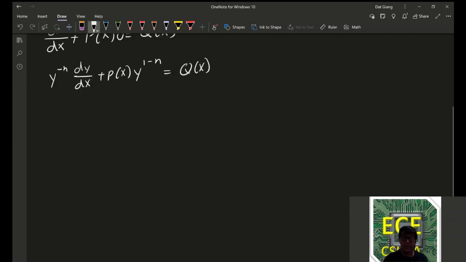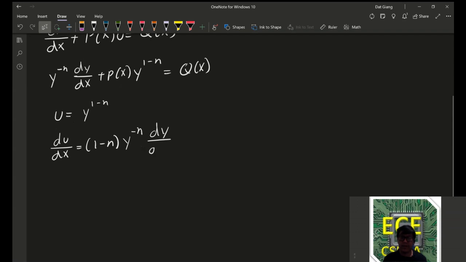Okay, suppose that we let u equal y to the 1 minus n. If we take du/dx, we get 1 minus n from the power rule. Then we keep y to the negative n, and then we have, by the chain rule, dy/dx.